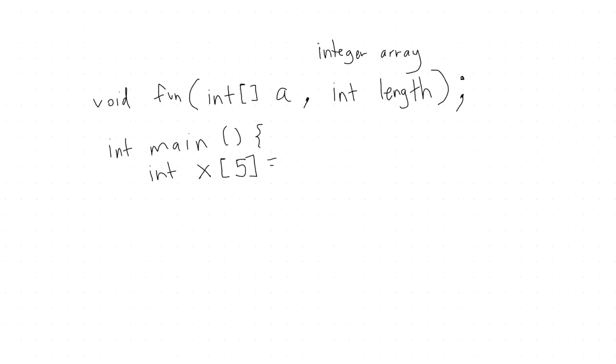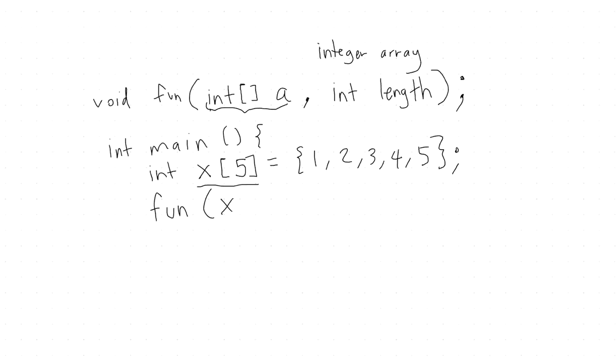To pass this into the function, you would just pass in the name of it, because it's already been declared as an array. This part here just tells you that it takes a 1D array, and then you pass in the length of it, which is just 5. So that's how you would declare a function that takes in an array, and also call a function that takes in an array.